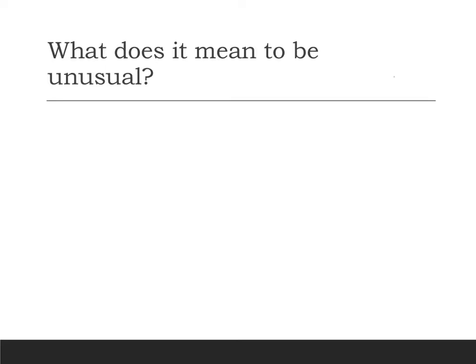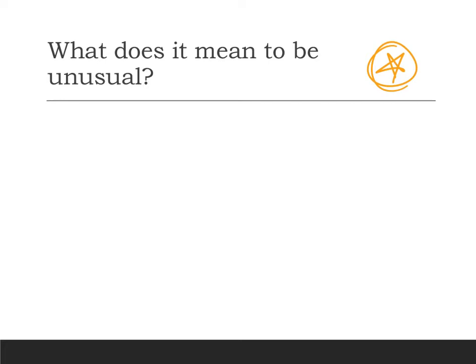All right, so this is one of those key concepts that we really, really want to make sure we understand. And that's this idea of what does it mean to be unusual? What does it take for us to label an outcome or event as unusual, if we know something about its probability?